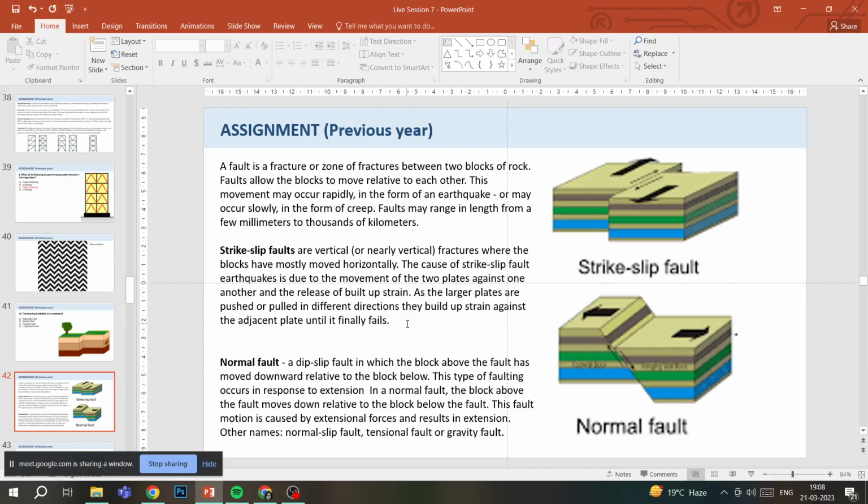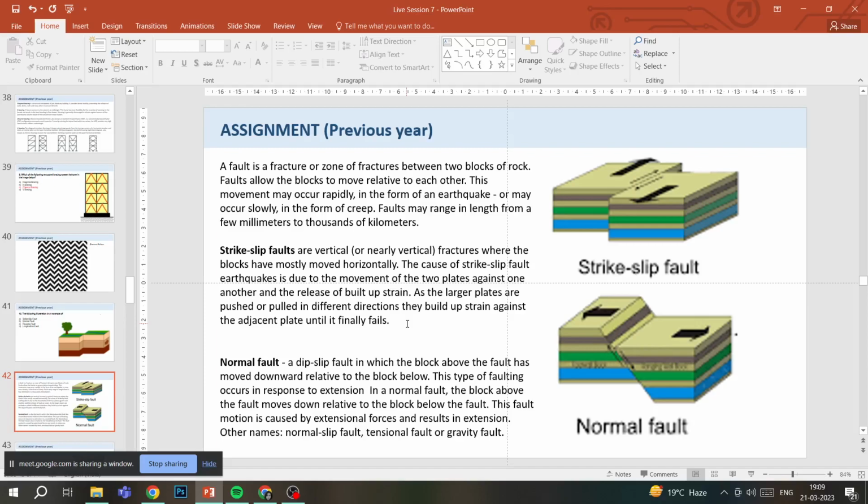And then coming to strike slip faults. They are vertical fractures where the blocks have mostly moved horizontally. The cause of strike slip fault earthquakes is due to the movement of the two plates against one another and the release of built up strain. As the larger plates are pushed or pulled in different directions, they build up strain against the adjacent plane until it finally fails. So what happens in strike slip fault is that first of all it's a vertical fault.